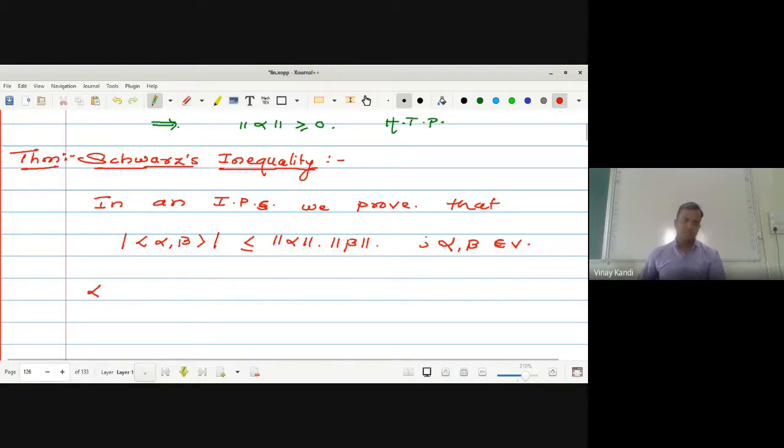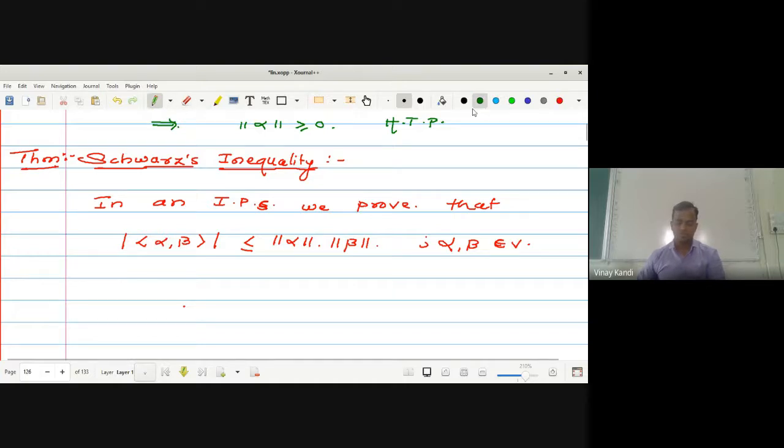Okay, we know that. What is this function? This function is V cross V to what? F. Inner product is a function from V cross V to F. So whatever be the value of the inner product of alpha and beta, this value is a scalar. The modulus of this scalar is less than or equal to the norm of alpha into the norm of beta, in any inner product space. And this is the Cauchy-Schwarz inequality.